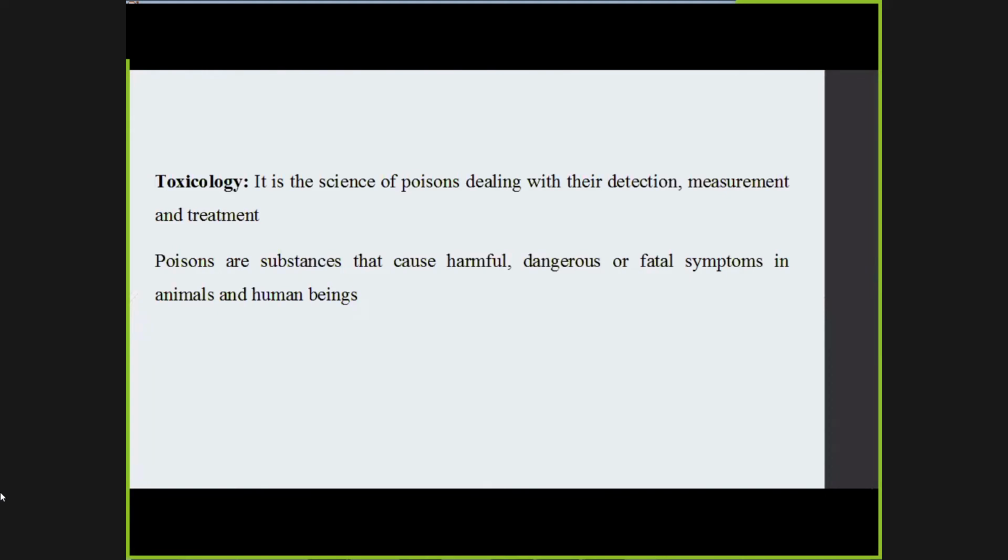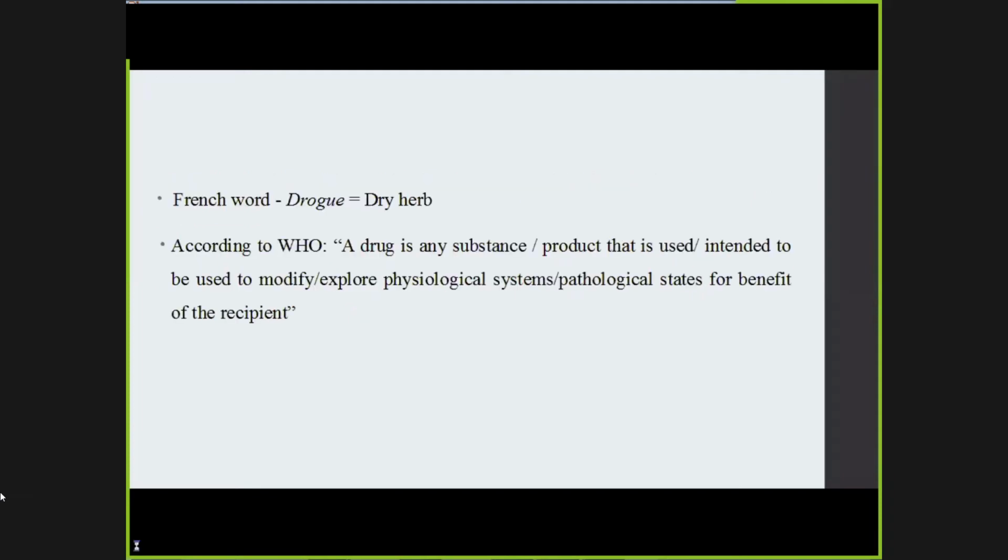Now, the meaning of toxicology. It is the science of poison, dealing with the detection, measurement, and treatment. So what is a poison? It is a substance that causes harmful, dangerous, or fatal symptoms in animals as well as in human beings. Details about toxicology will be covered in your forensic medicine, so here we will not discuss it in detail.